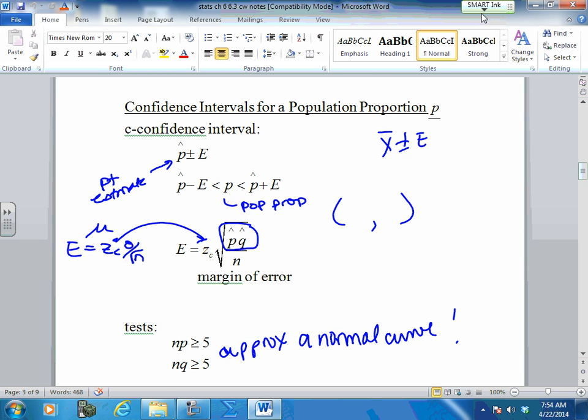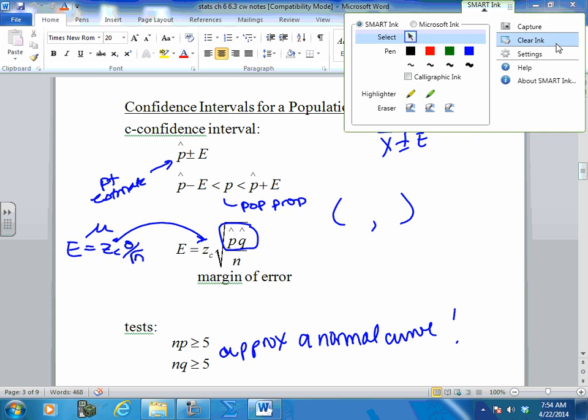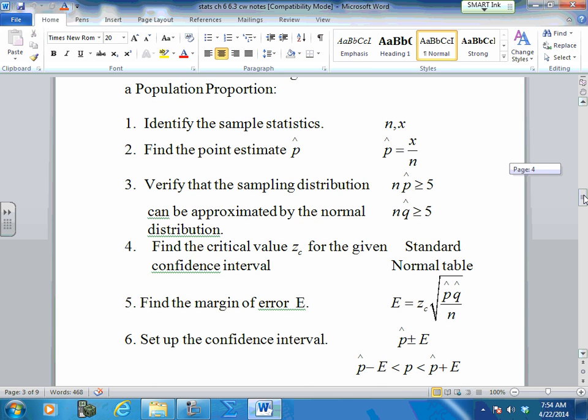So let's take a look at this. It pretty much runs the same way as your other one. So to build your confidence interval, you're going to identify your statistics that you need to use. That's basically your N and your X. If they gave you a percentage, you're going to have to then find your X and your N if you're going to use your calculator step. If they gave you a percentage, that's your P hat.